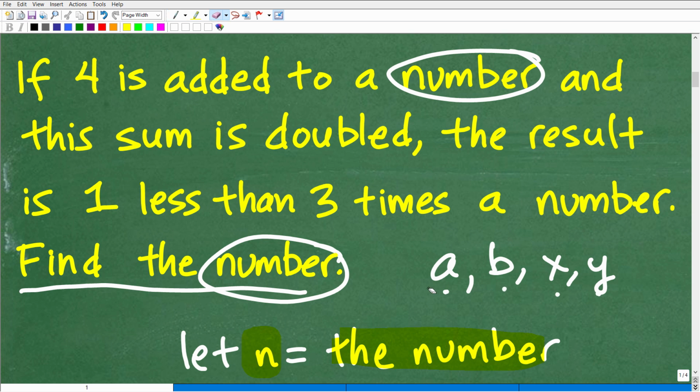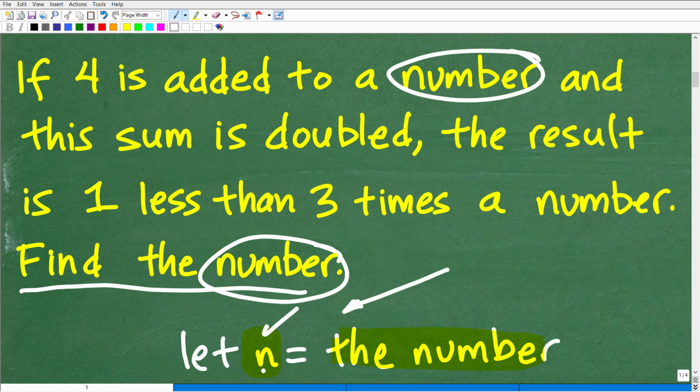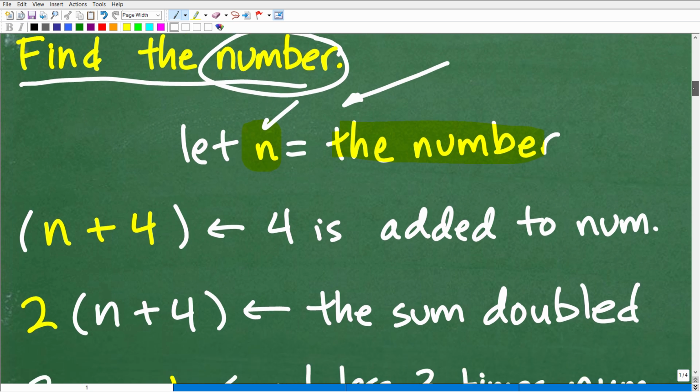Now, you don't have to use n to solve this, but a good rule of thumb is if you're looking for a word and it starts with N, use variables that make sense to you. So we're going to let N equal the number, and then what we're going to have to do is parse through these sentences and make sure we can construct expressions that represent what's going on. And then, of course, we want to solve for this unknown variable N. So we're going to have to construct an equation. All right, so let's go ahead and go through this real super slow, and we'll start off right here.